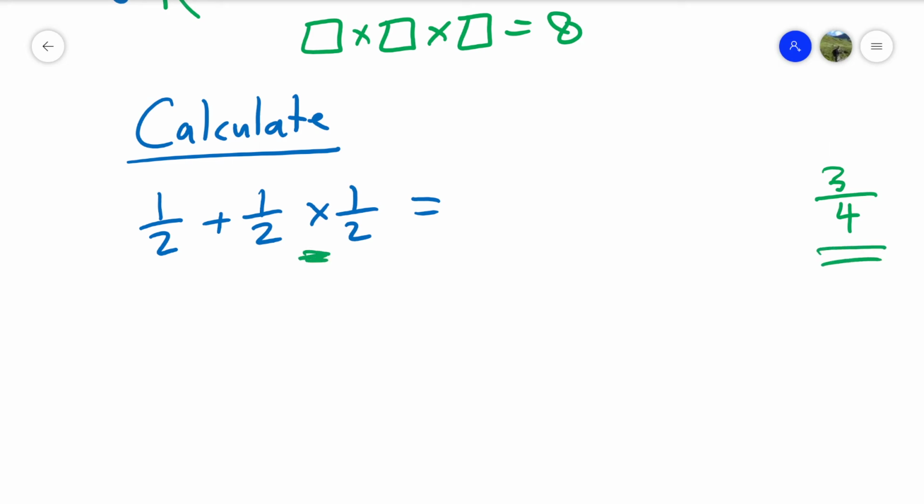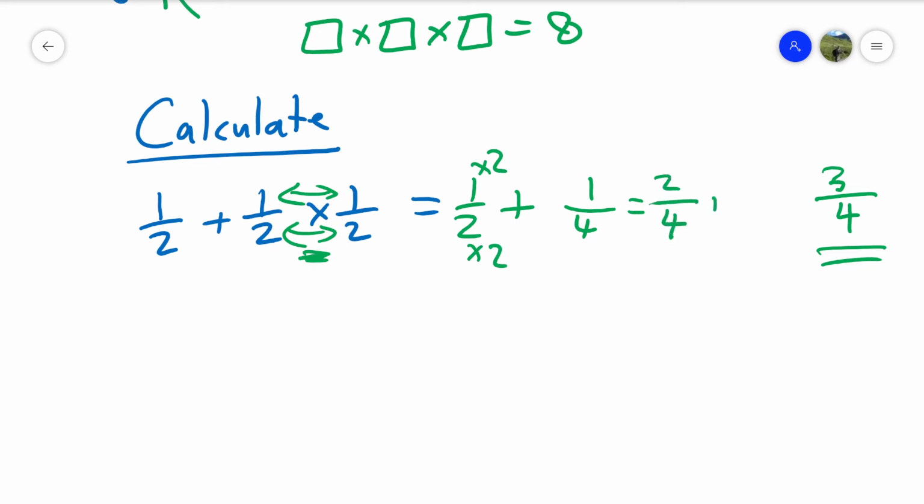So the first thing we do is the times. So it's going to be a half plus, and then 1 times 1 is 1, 2 times 2 is 4. Then I'm going to multiply the top and bottom of this by 2 because I want to make the fractions the same, so I can add them together, because I can only add together things that are the same object. And look, 2/4 plus 1/4 makes 3/4, much like 2 elephants plus 1 elephant makes 3 elephants.